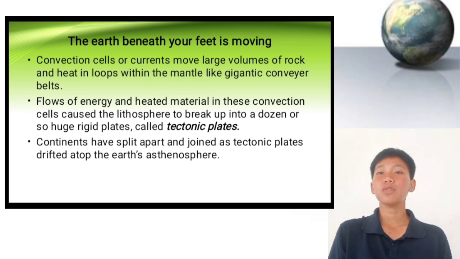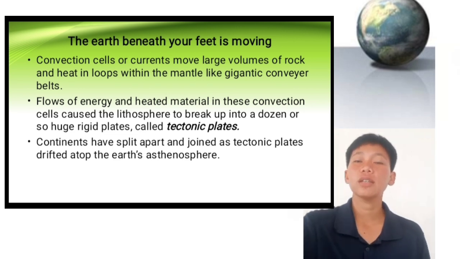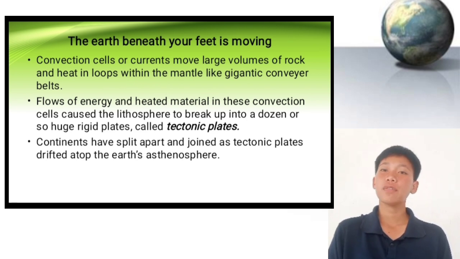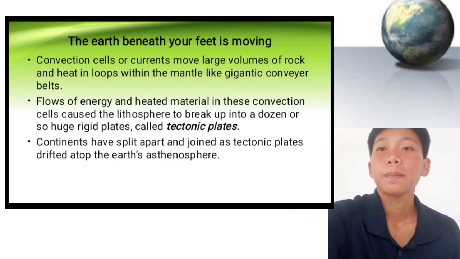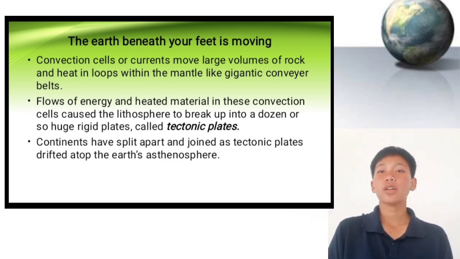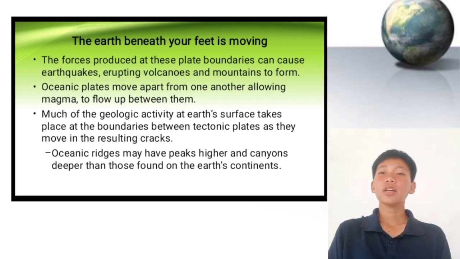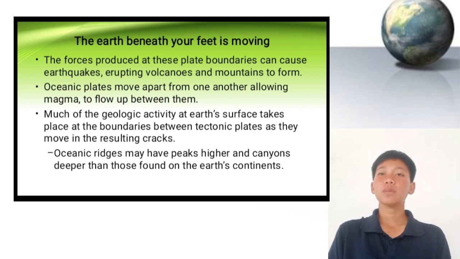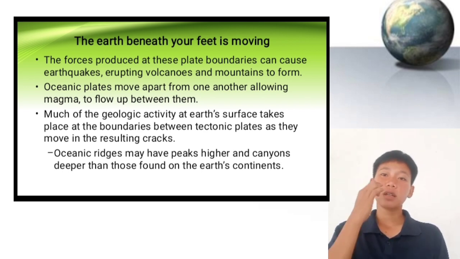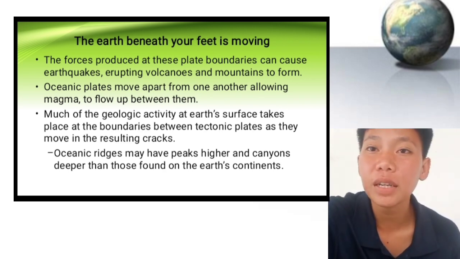Convection cells or currents move large volumes of rock and heat in a loop within the mantle, like gigantic conveyor belts. Flows of energy and heated material in these convection cells cause the lithosphere to break up into a dozen huge rigid plates called tectonic plates. Continents have split apart and joined as the tectonic plates drifted atop the asthenosphere. The Earth beneath your feet is moving. The forces produced at the plate boundaries can cause earthquakes, volcanic eruptions, and mountain building.